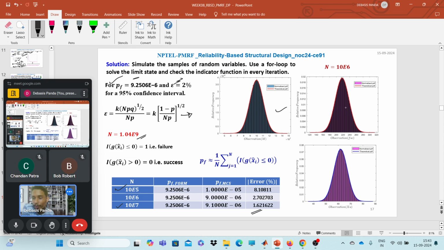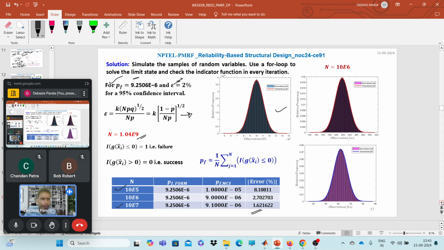Now, the normalized PDF I am getting from the random samples that I have generated, I check whether these two PDFs are consistent or not. If they are not consistent, then I need to go for further simulation, or I need to conclude that my estimation or calculation might be wrong at some point. So here we can see with 10 to the power 7 samples, we have a very close result to the first order and second order reliability method, right?